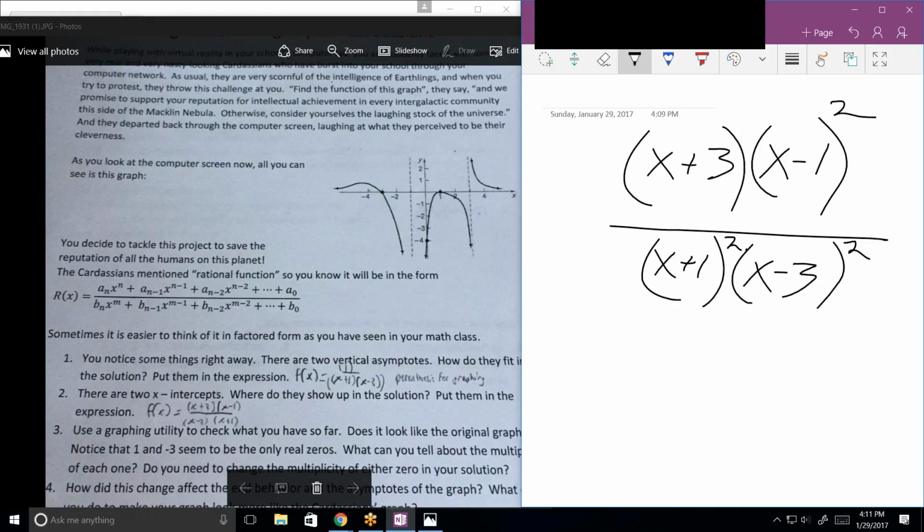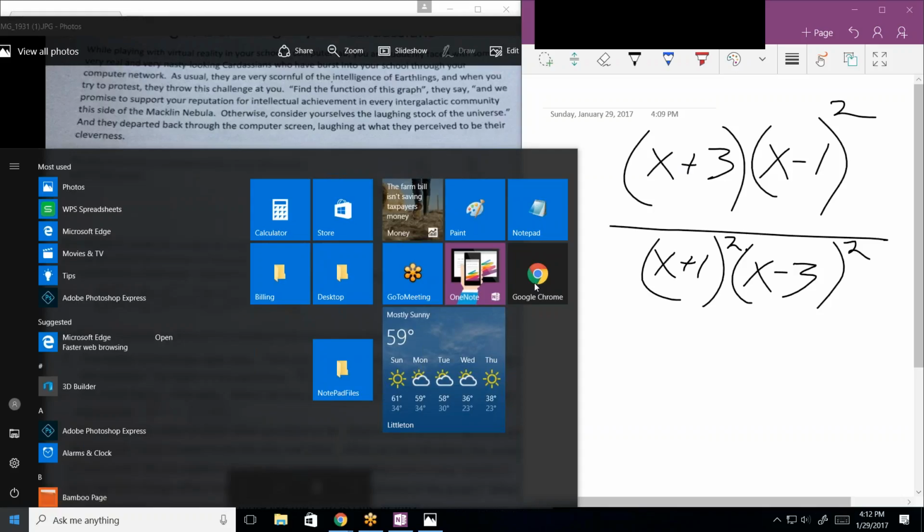Now, we still have the same vertical asymptotes. This would put our horizontal asymptote at y equals 0, and it would give us 2 x-intercepts at the proper places. Now, you said when you put this into the graphing utility, okay, cool. Let me bring up my graphing utility and let's put in what we got and see if it's anywhere near.